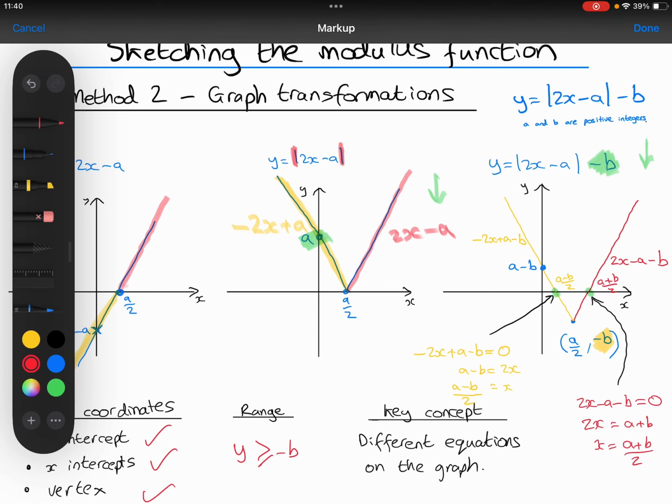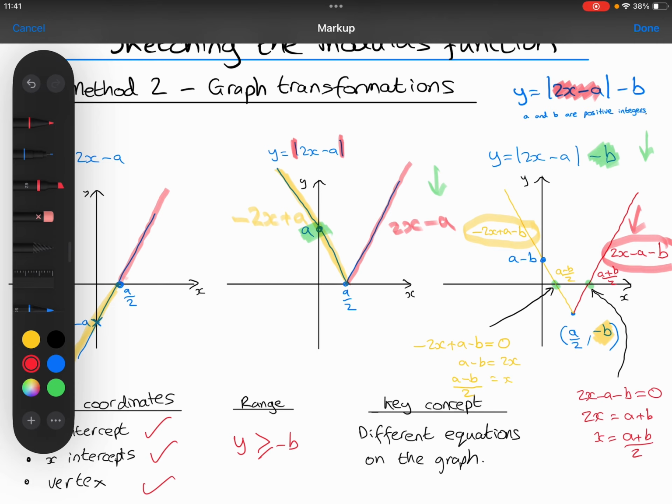And something that really helped me to do this question, and will be incredibly helpful in the next video as well, is thinking about the two different equations of the lines that are on the graph. One where the modulus multiplied the inside by minus 1, so change the 2x to be a minus 2x, and change the minus a to be a positive a. And then the other part of the graph where the modulus had no effect, so it just stayed as 2x minus a. So that's what the modulus function is, and how we can draw the graph of the modulus function in two different ways.